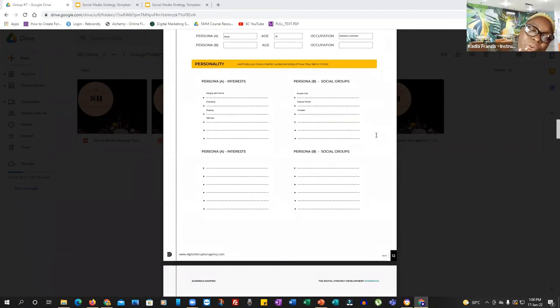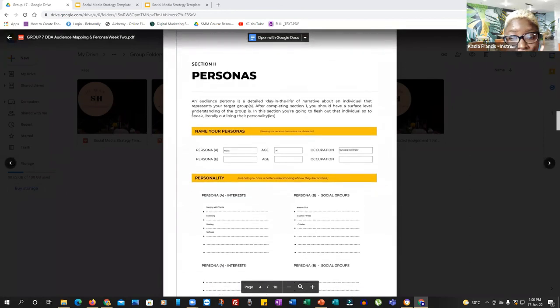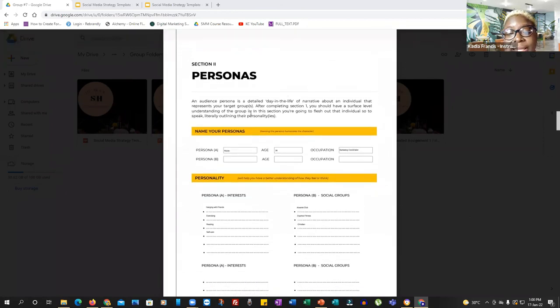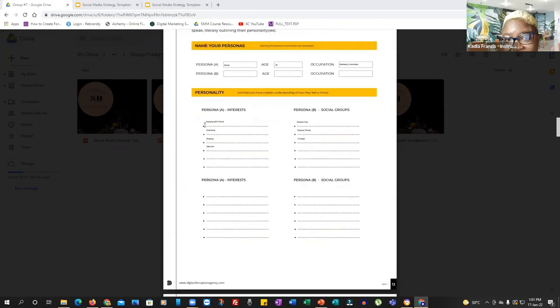Now, guys, if you're a beauty brand, when I ask you for your persona, if you read what this says, an audience persona is a detailed day-in-the-life narrative about an individual that represents your target group. Now, if you're a beauty brand, this individual that represents the target group, how come the thing that she's most interested in is not self-care? How come self-care is the last thing she's interested in? So more than anything else, she prefers to hang out with her friends, exercise, and read than actual self-care.